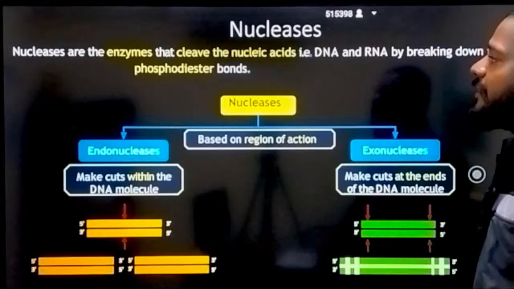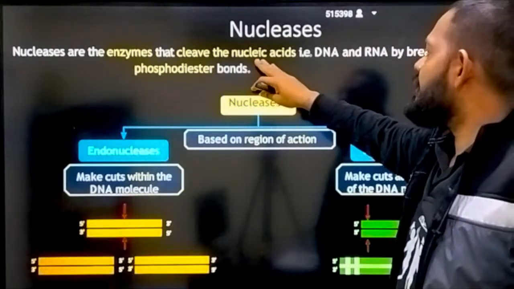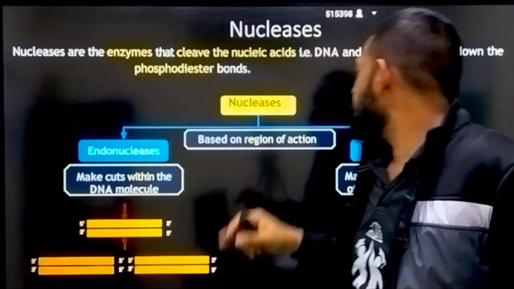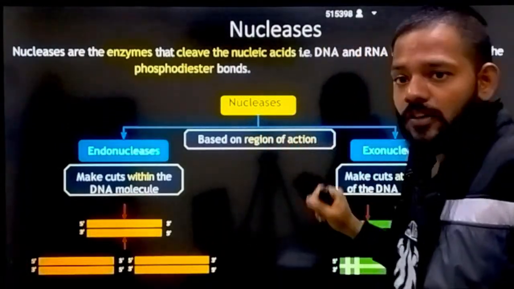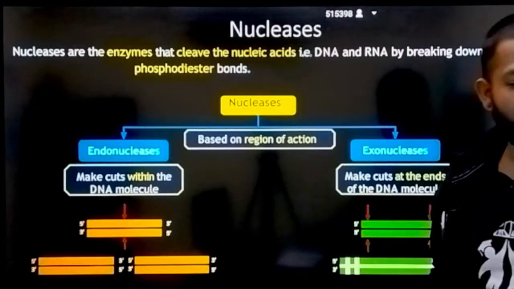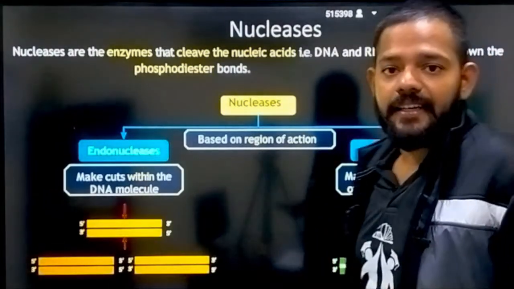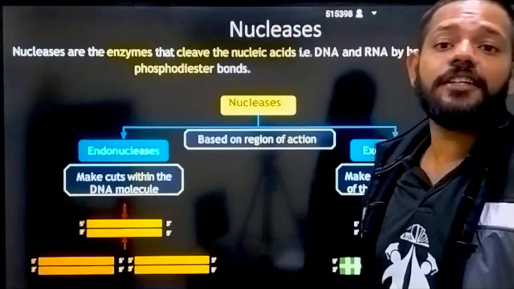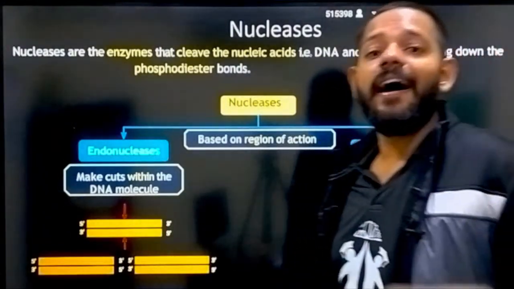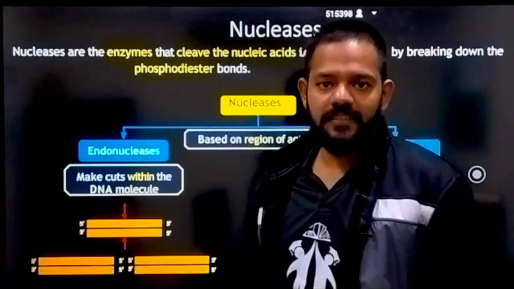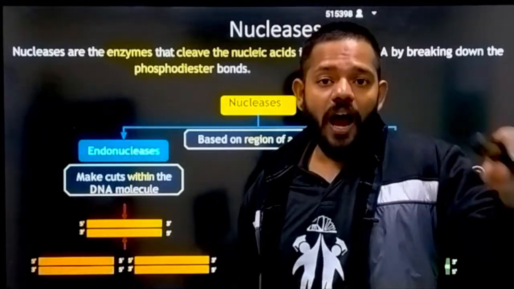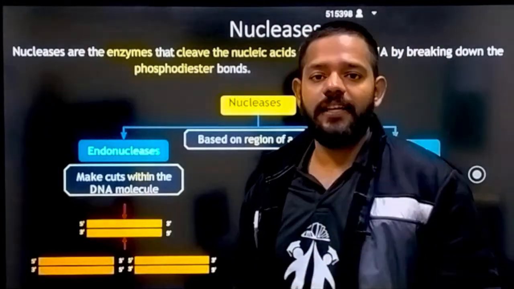So we studied that nucleases are the enzymes that cleave nucleic acids, DNA and RNA, by breaking down the phosphodiester bond. Nucleases, based on the region of action, are endonucleases and exonucleases. We also have one category based on the substrate they act on. On the basis of that, we have RNases and DNases, that is the type of nuclease: RNases for RNA and DNases for DNA.